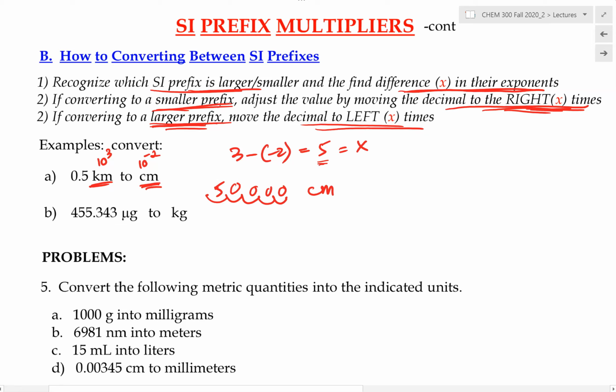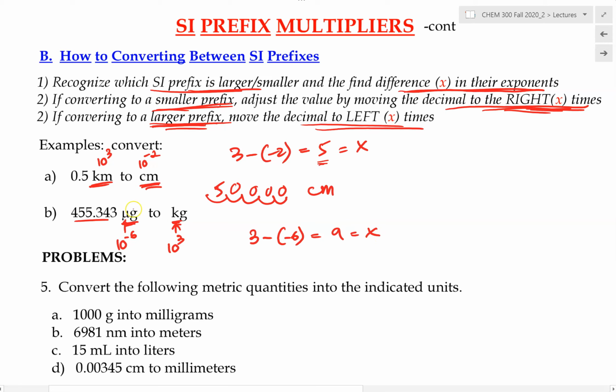And now let's try another example to make sure you know perfectly well how to do this. So let's convert microgram into kilogram. Okay, and this is the value right here. So again, first take notice of the differences between the exponent. So micro is 10 to the -6, and kilo is 10 to the third. When we take the larger prefix and subtract the smaller prefix, 3 minus -6 equal to 9. So 9 is that x right there, the difference in the exponent. So it is 9 times.